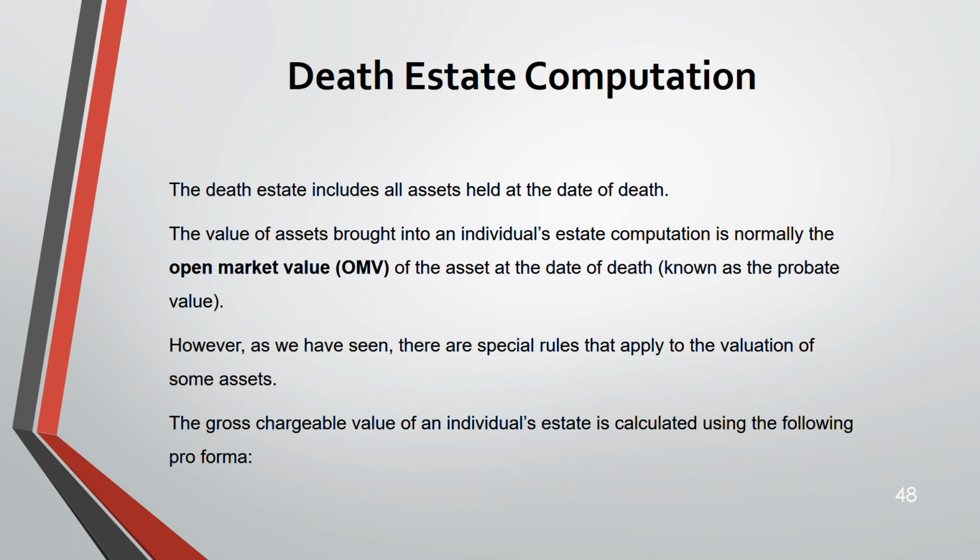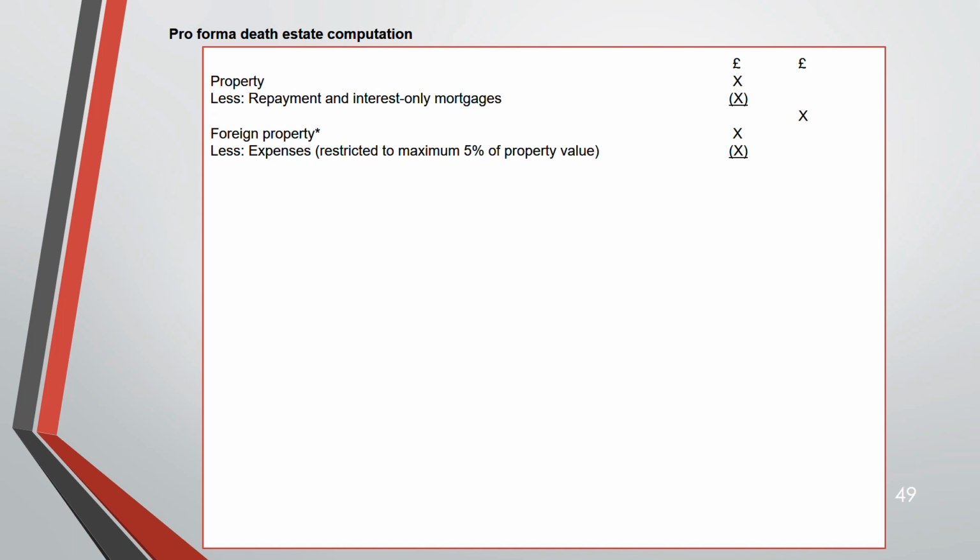You have to know this pro forma. Pro forma is very important. So first, let's see the property value. From the property, deduct any repayment or interest only mortgages. Then foreign property. I have put a star mark next to foreign property. There is a reason why. I will explain to you later. If you have any foreign property, that also will come there. And first property is your local property, whatever you have in UK.